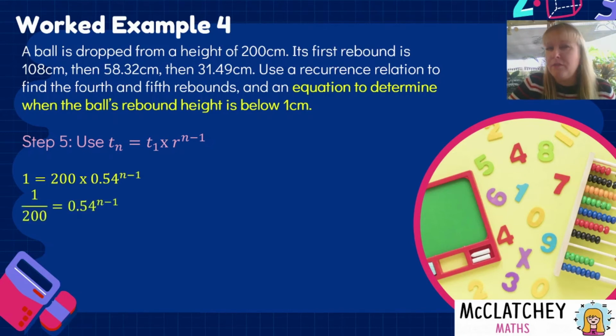So firstly, we're going to divide both sides by 200, and that leaves us with 0.005 when we evaluate that on our calculator, equals 0.54 to the power of n minus 1. Now, a mistake that I would see students doing here is dividing both sides by 0.54, and then they've suddenly turned that index into just basic algebra, n minus 1, which is wrong. Do not do that. N minus 1 is a power, so we need to actually evaluate this on the calculator. So let's do that.